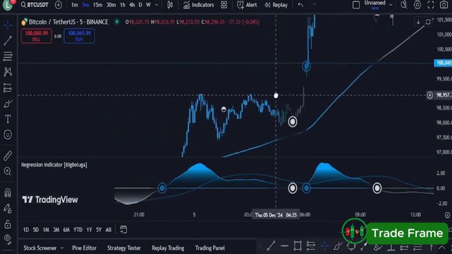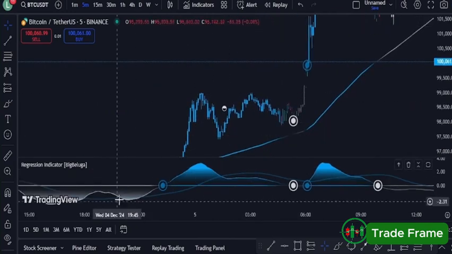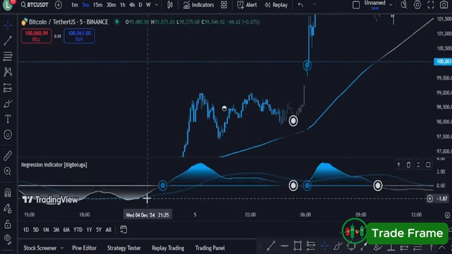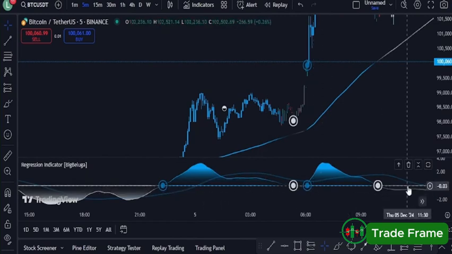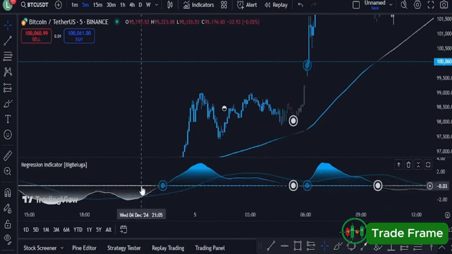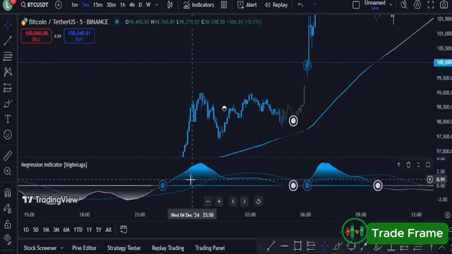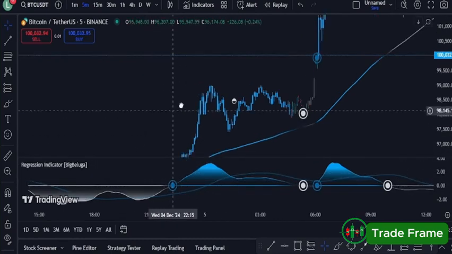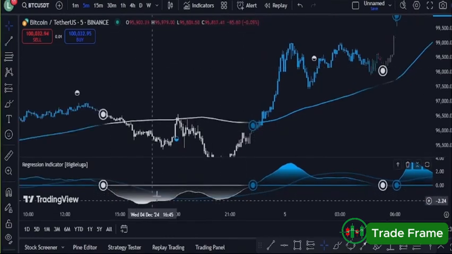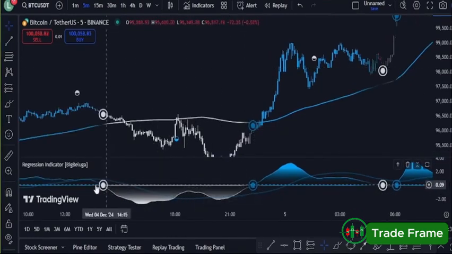At the bottom, we also have histograms that are positioned above and below our central line, or in other words, our zero line. When these lines are above the zero line and are blue, we are in a bullish trend. And conversely, when these lines are below the zero line, we are in a downward trend.